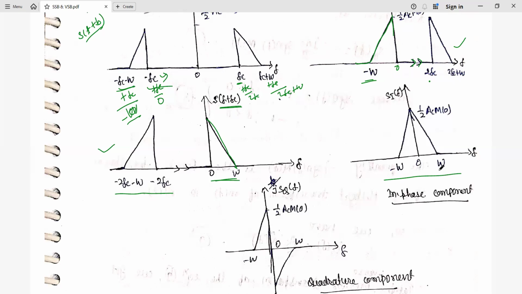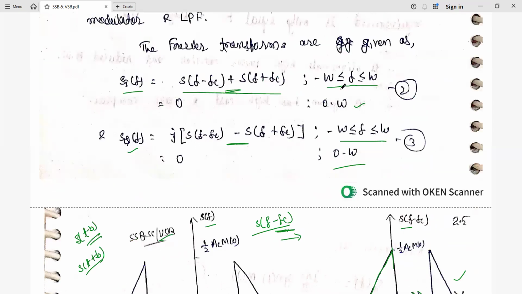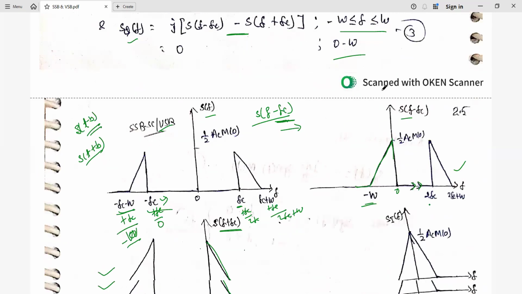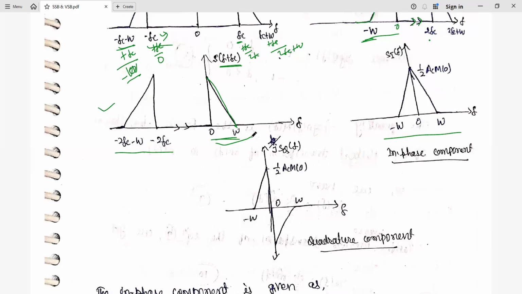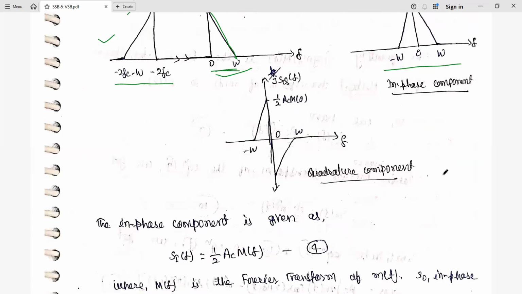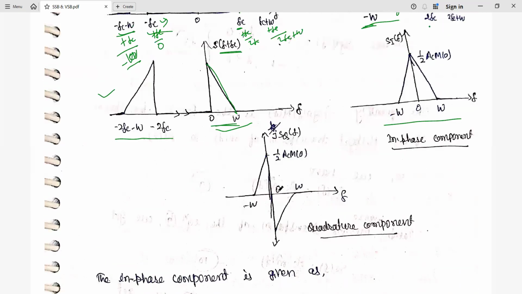We have already defined the in-phase component in the range of −W to +W: for −W to 0 this one, and 0 to W this one. Similarly, the quadrature component is the same combination, but with a minus sign. Due to this minus sign, this part is inverted.